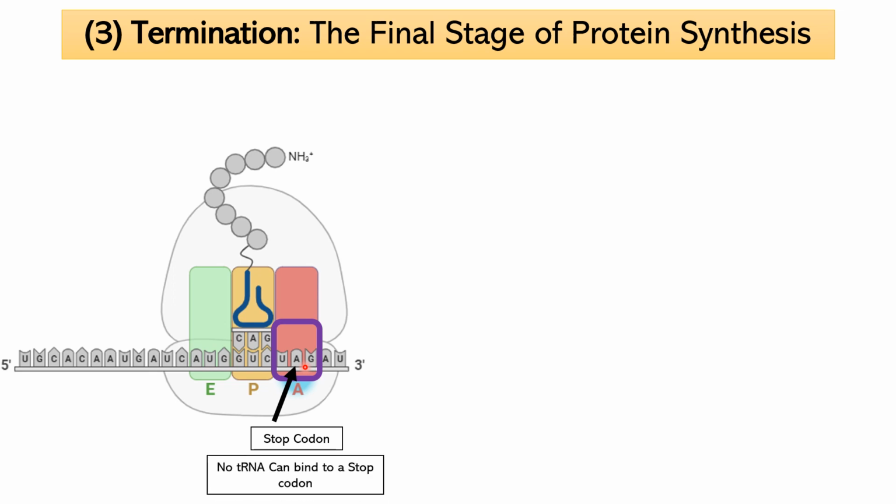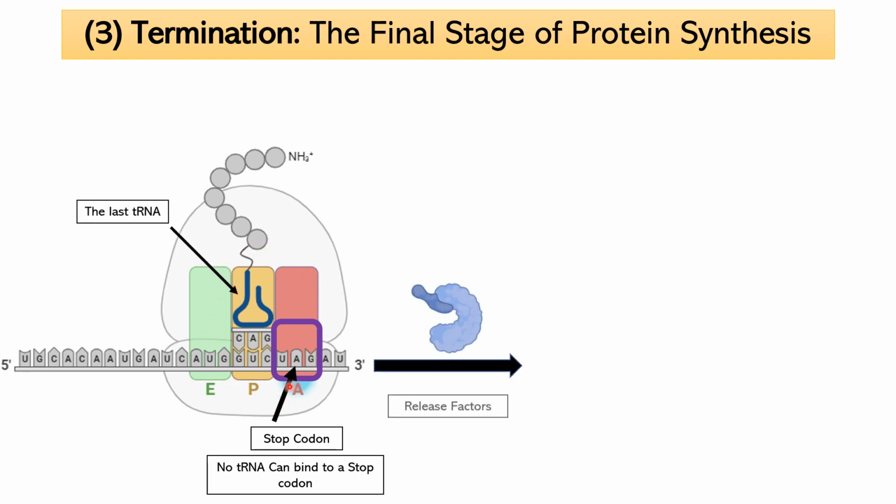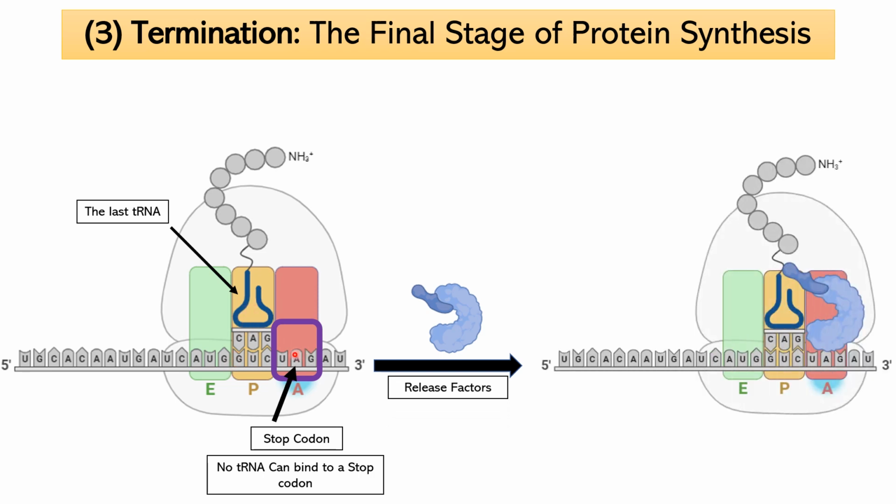The special thing about these stop codons, if you remember the table that I showed at the beginning, is that there are 3 different stop codons. These stop codons cannot be bound by any tRNA. That's why the ribosome will stop there, and that's going to be the last tRNA. However, what can identify these stop codons are a number of proteins called release factors.